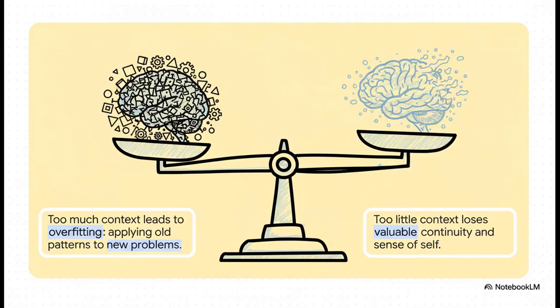You see, the problem I face is like walking on a knife's edge. On one side, if I try to remember everything from my past, I get rigid. I start seeing old problems everywhere, even in new situations. It's a thing called overfitting. But on the other side, if I remember too little, well, I lose myself. There's no continuity. So it's this constant dance between being trapped by the past and having no past at all.